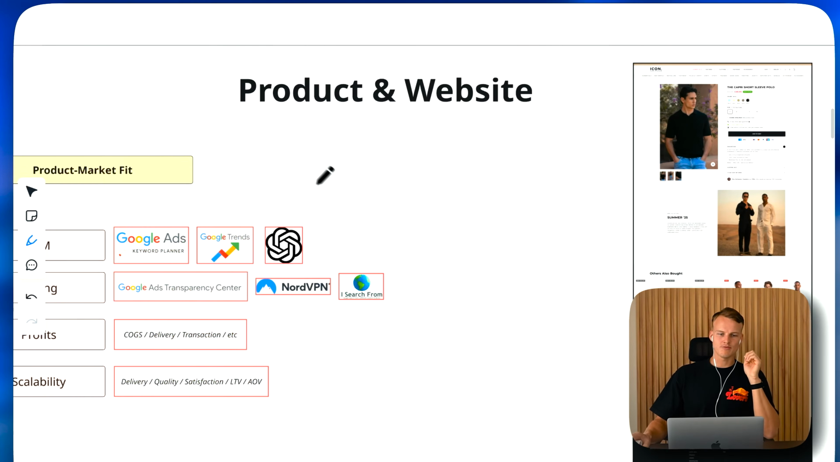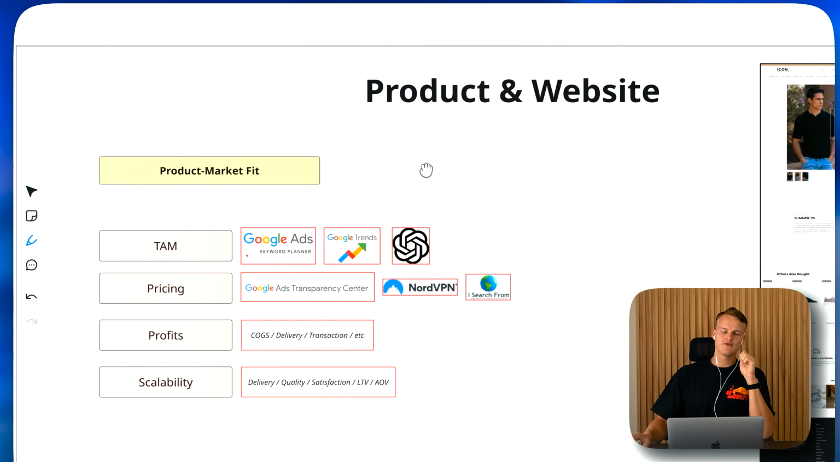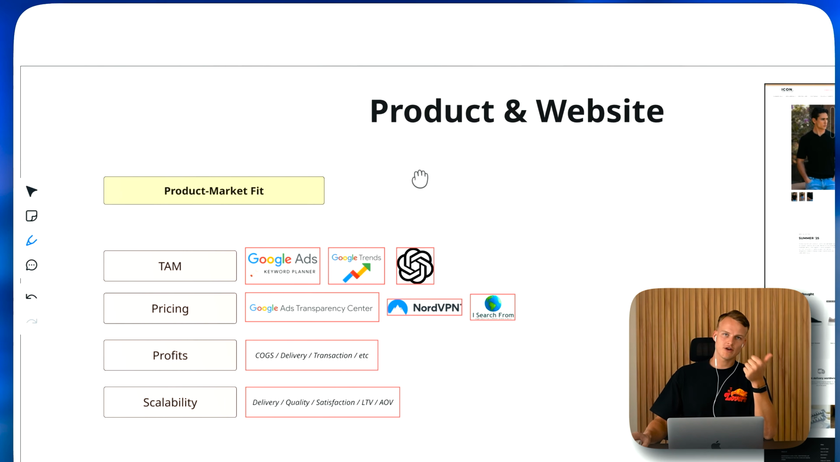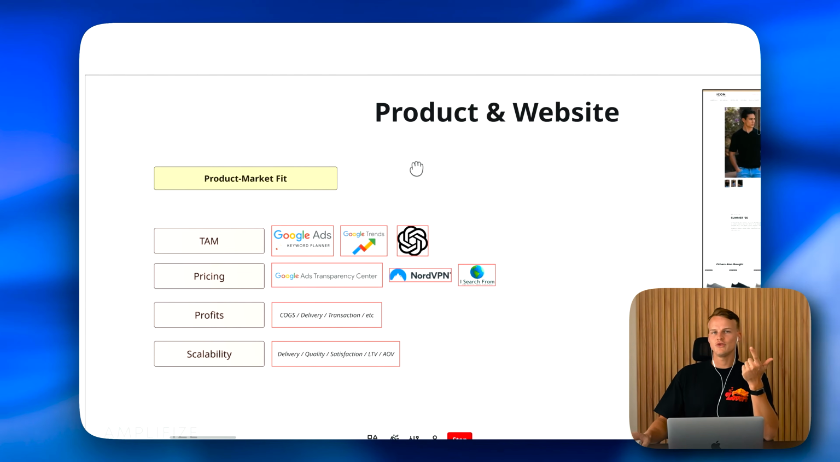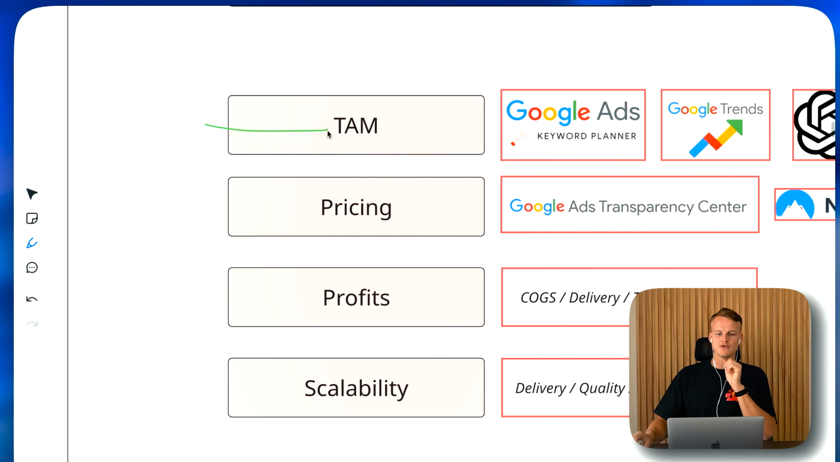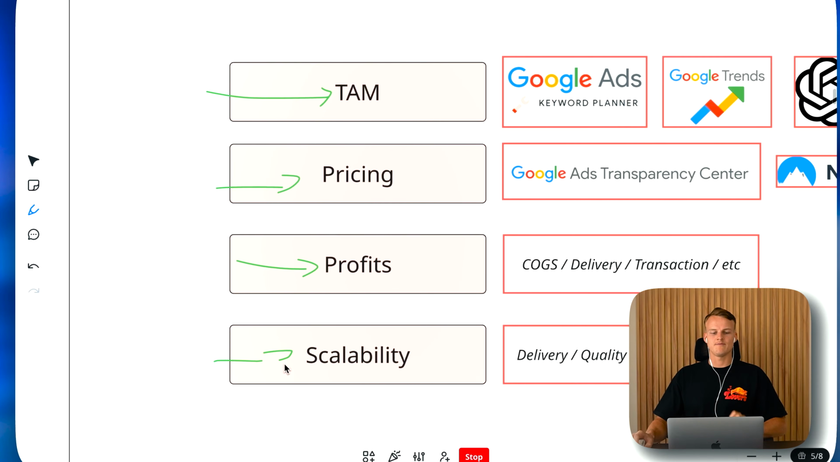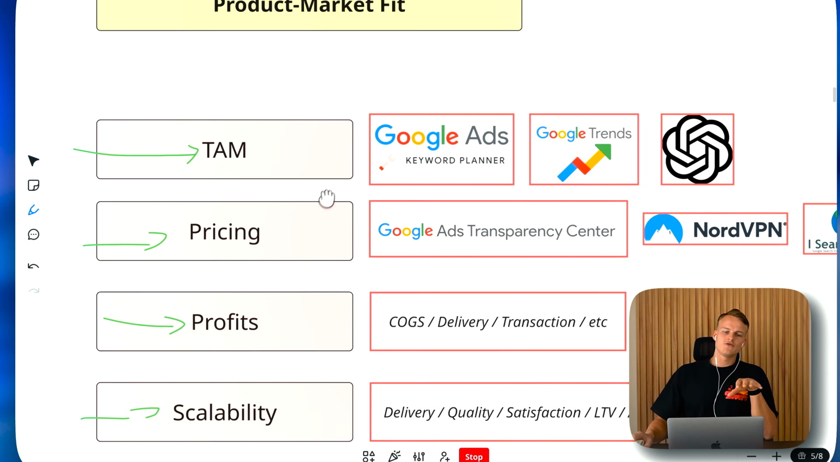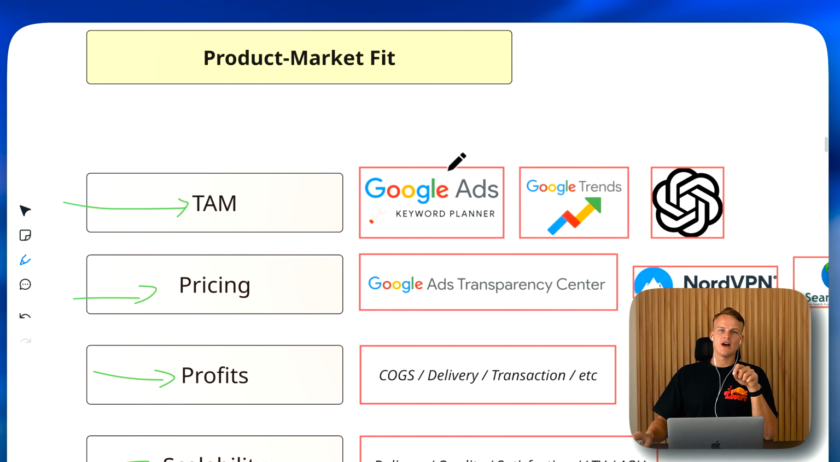When it comes to your product and your website, you have to make sure that one, you have a product market fit, and two, you have a website that converts. What does it mean to have a product market fit? You need to look into a couple things, right? So we have the total addressable market, we have pricing, we have profits, and we have scalability.